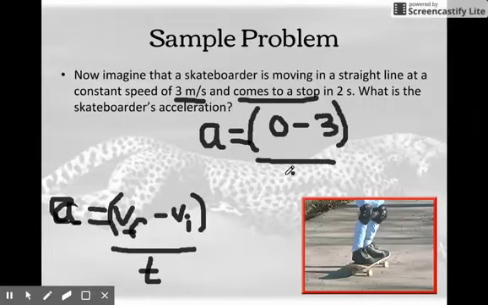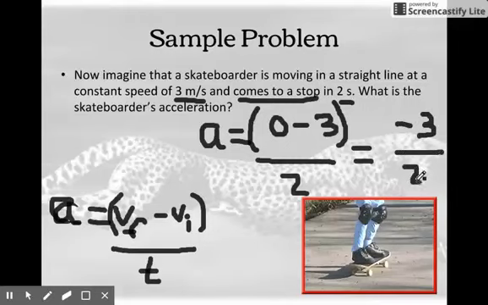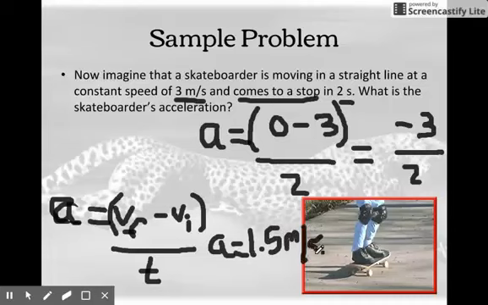Divided by my time of 2. So here it was 2 seconds. So my acceleration is going to be negative 3 divided by 2. So negative 3 divided by 2 gives me an answer of negative 1.5 meters per second squared. So it's negative this time because I'm slowing down. I come to a stop.